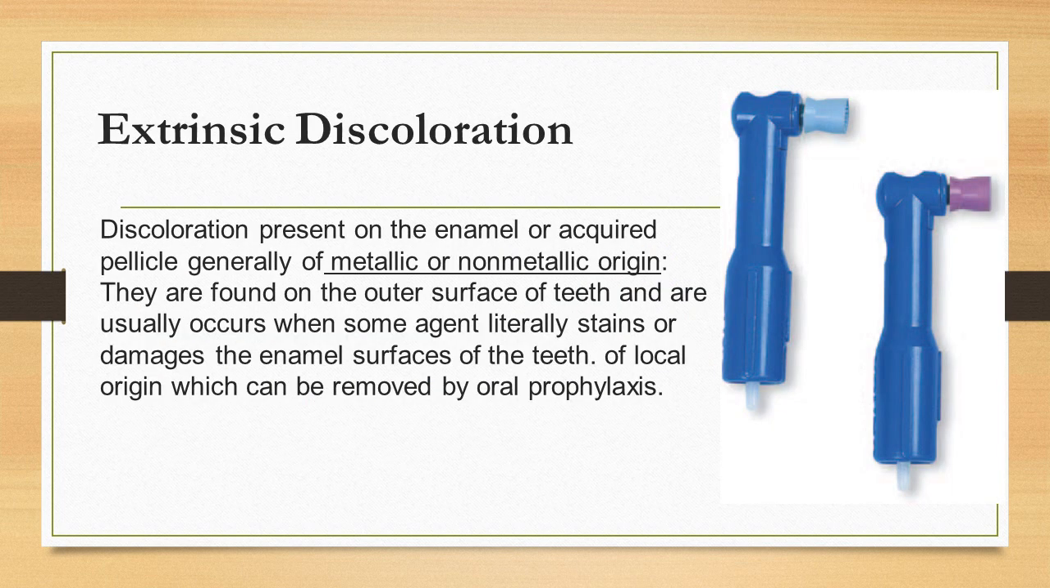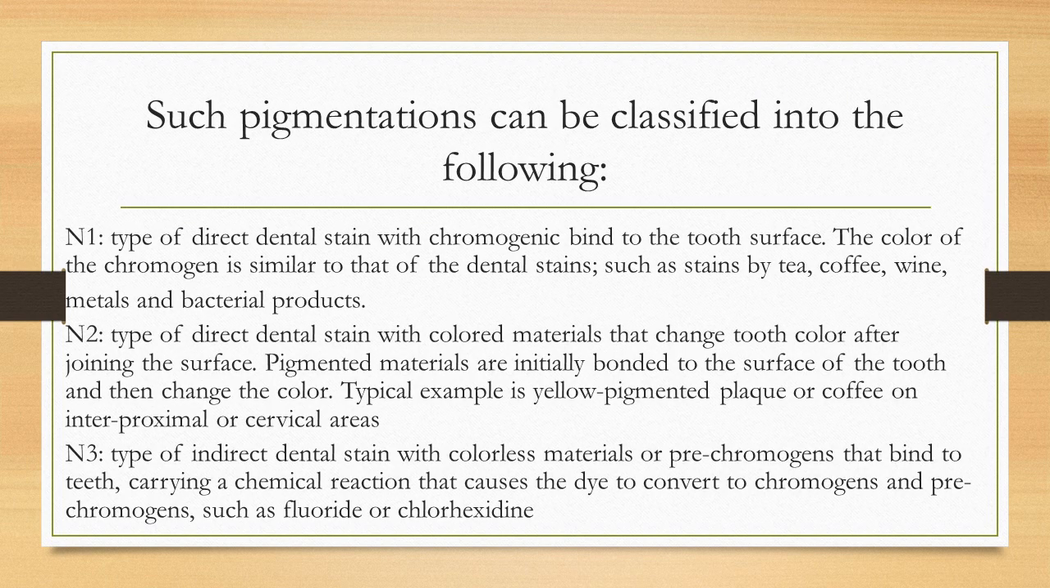Extrinsic discoloration is mostly there on the enamel or the acquired pellicle. Either they are metallic or non-metallic in origin, and we can remove them by any oral prophylaxis, which means that using the rubber cup and pumice is fair enough to remove them. Such a type of pigments, the extrinsic one, has a certain classification.